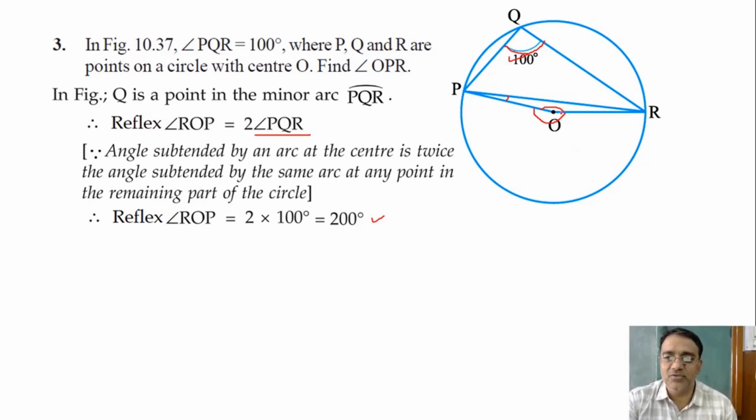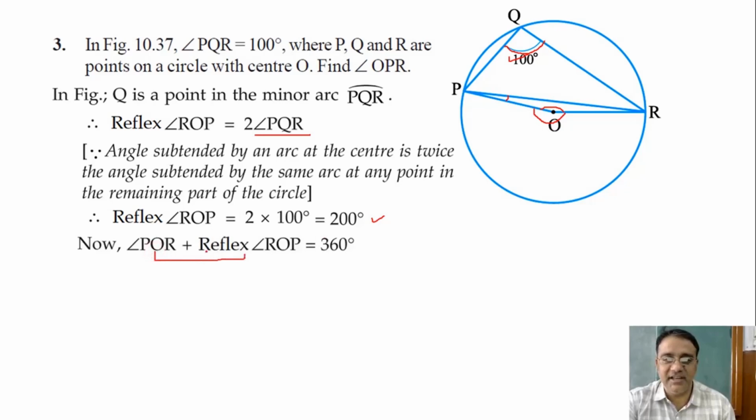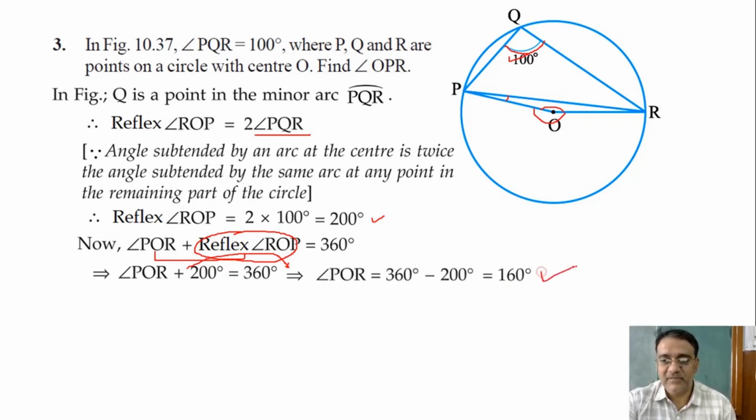Because the sum of these two angles is 360 degrees, a complete angle. Yes, the sum of all the angles at a point is equal to 360 degrees. So the sum of these two angles is 360 degrees, and the value of this angle is 200. Now we'll substitute 200. Shift 200 to this side, minus 200. So finally we get 160 degrees. Any doubt here?